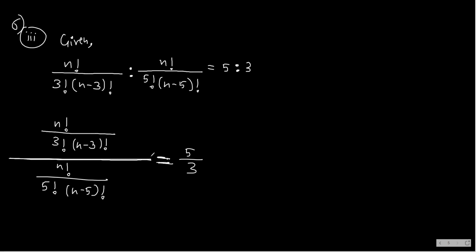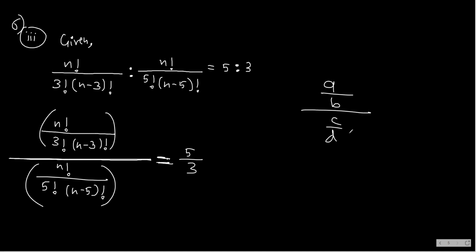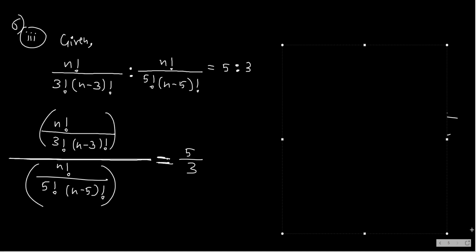Now what will happen in the next step? Students, this I will write in the numerator, and when you write this in the numerator, you write the reciprocal of that. Like you have already learned, if you have a upon b divided by c upon d, in the next step you write a upon b multiplied by d upon c. You write the reciprocal.